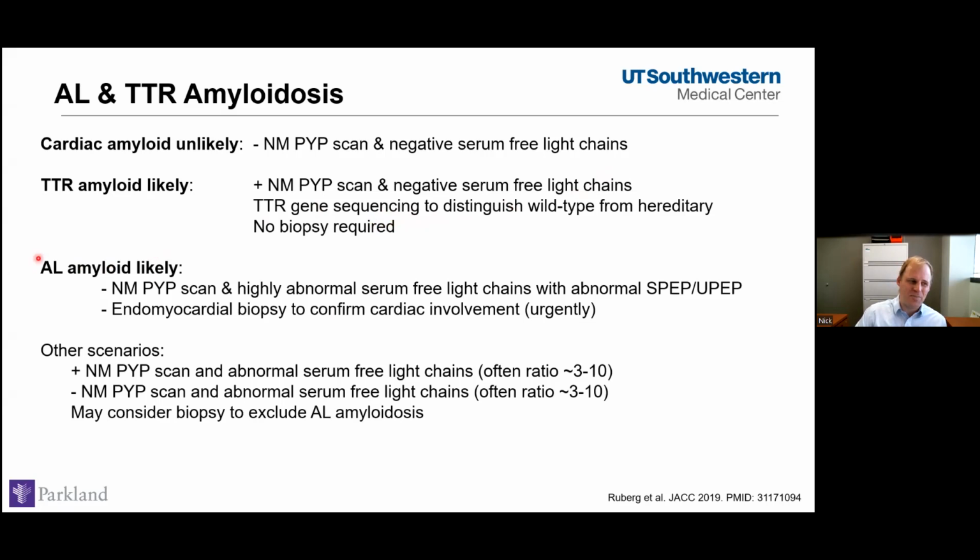But anytime we're suspecting AL or having other scenarios where it's a little bit unclear, sometimes in the gray zone of those serum free light chain ratios, we really do need to move forward and biopsy those patients to, one, confirm if they have the disease, and if they do have the disease, then send tissue for mass spec to confirm, again, the etiology of that amyloidosis deposition in the heart.